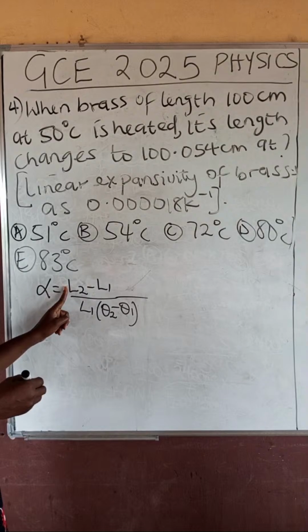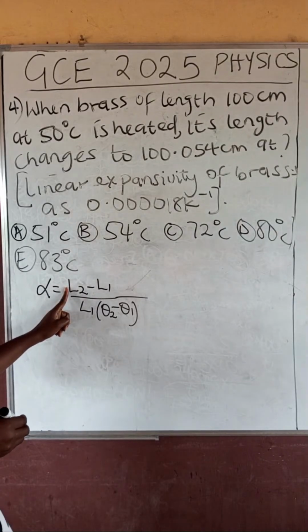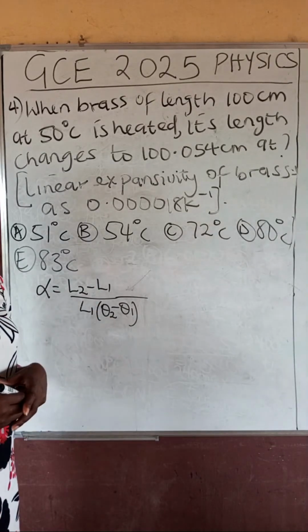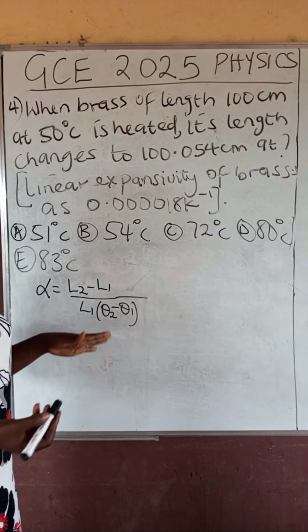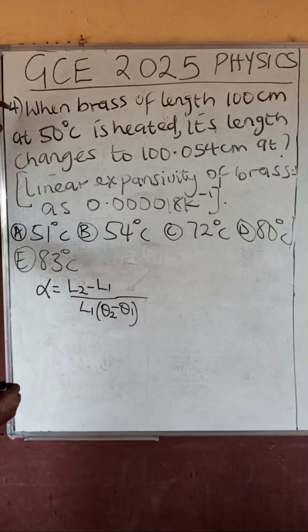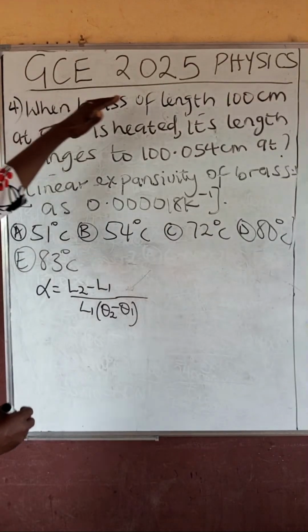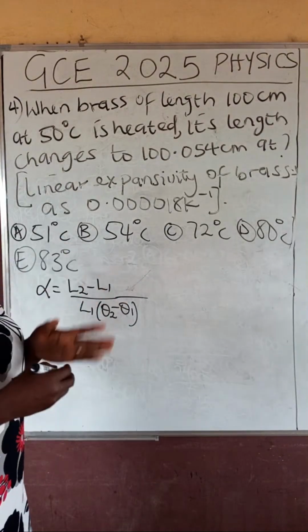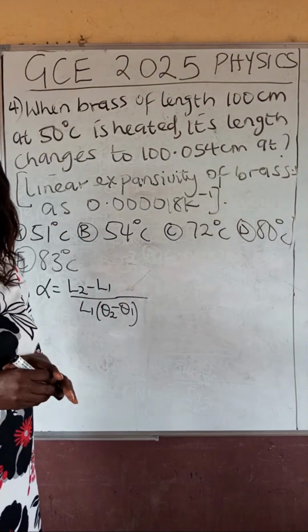We have the new length, which is 100.054 centimeter. We have the original length. We equally have the initial temperature before heated. We're looking for the final temperature after heating. Now, look at what we have. This length, 100 centimeters, is the original length.